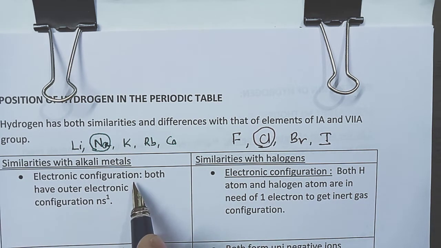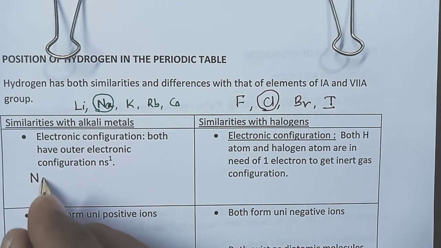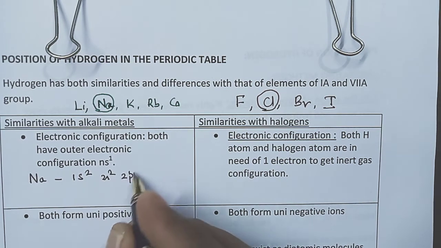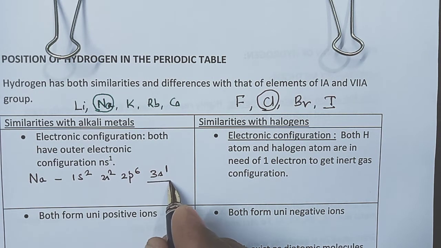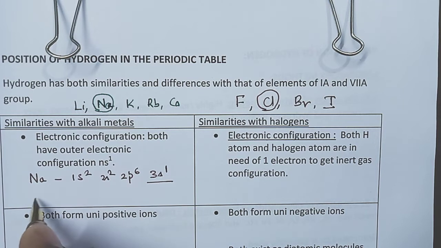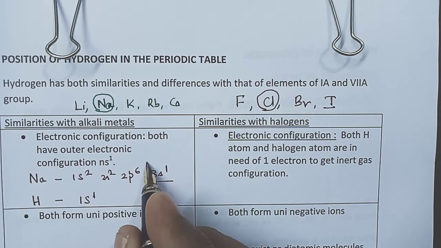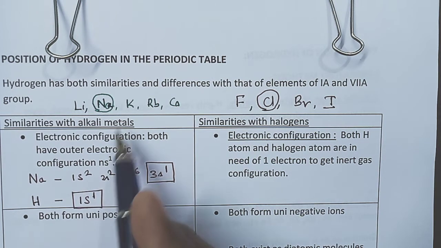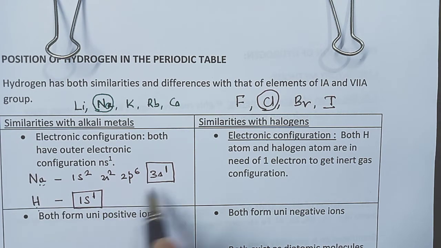Electronic configuration of both hydrogen and alkali metals is the same, outer electronic configuration. For example, if you take sodium, the electronic configuration is 1s2, 2s2, 2p6, 3s1. What is the outer electronic configuration? 3s1. It is ns1. If you take hydrogen, the electronic configuration is 1s1. So in both the cases, the outer electronic configuration is ns1. So both alkali metal and hydrogen have the same outer electronic configuration.